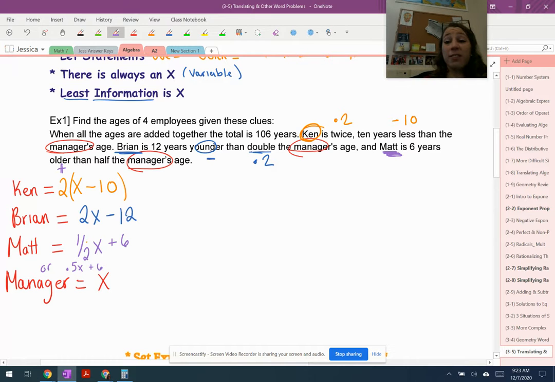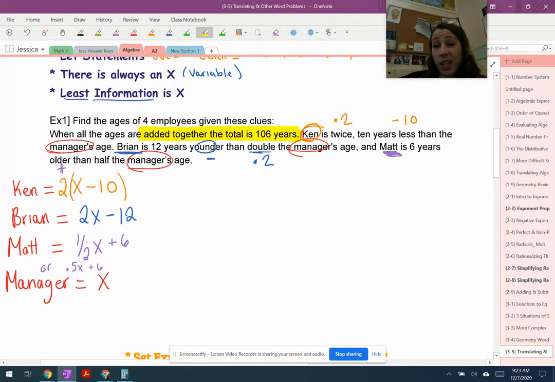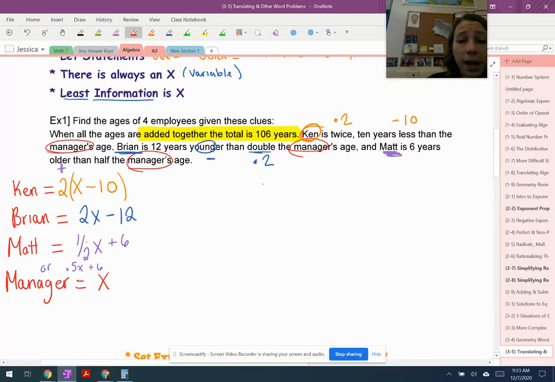All right, so we haven't finished here. We've got the translations down, but we still haven't answered the question, which was to find the ages of all these employees. There was one last piece of information that when you add all the years together, all the ages together, the total is 106. So that's where I get my equation from. So I'm going to add these all together and set it equal total to 106.